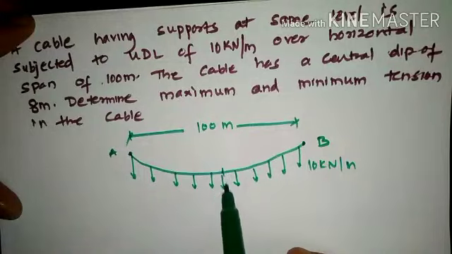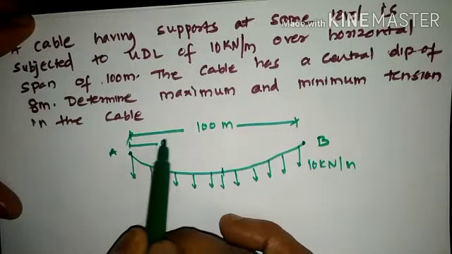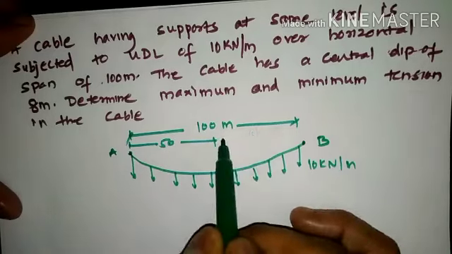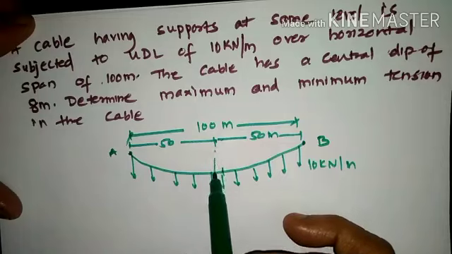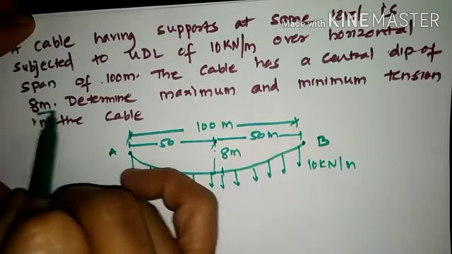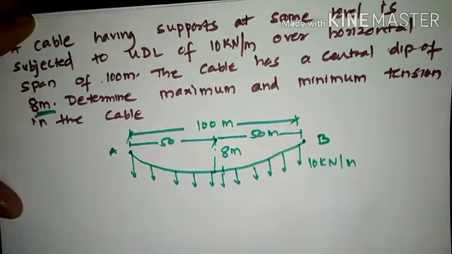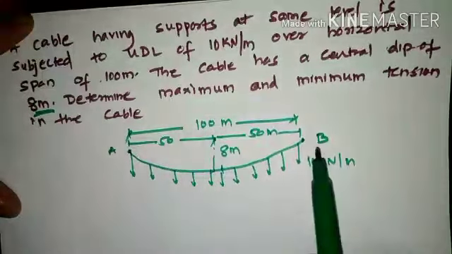Central dip means at the center. As it is a symmetrical cable, the distance on either side till the center will be 50 meter and 50 meter. So at a distance of 50 meter, the central dip has been given as 8 meter. We need to determine the magnitude of maximum and minimum tension in the cable.